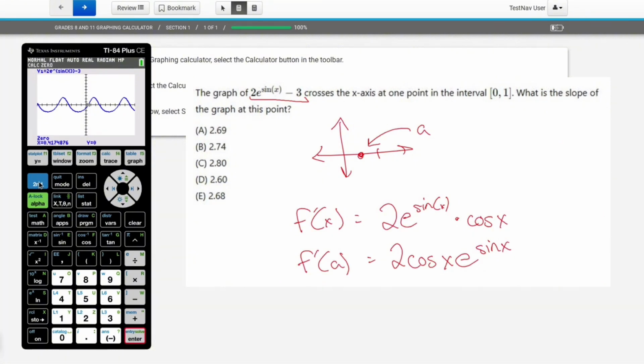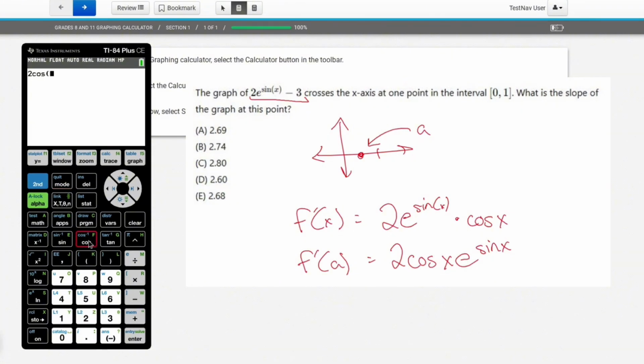Now that I'm done that and I have my value, make sure you have it written down somewhere because you're going to need it. Okay, that's 0.417 and so on. I'm going to plug that into the derivative that I found earlier. The derivative that I found earlier was 2 cos x e to the sine x. So I'm going to plug in that number using as many decimals as I can.